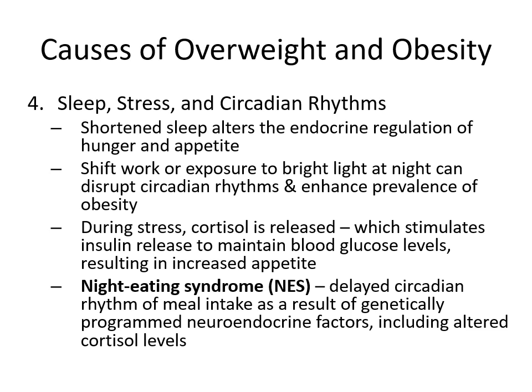Looking at sleep, stress, and circadian rhythms, shortened sleep alters the endocrine regulation of hunger and appetite. Shift workers or those with exposure to bright light at night can disrupt their circadian rhythms and enhance the prevalence of obesity. During stress, cortisol is released, which stimulates insulin to be released to maintain blood glucose levels, resulting in increased appetite. We also see what's known as night eating syndrome, a delayed circadian rhythm of meal intake as a result of genetically programmed neuroendocrine factors, including altered cortisol levels.